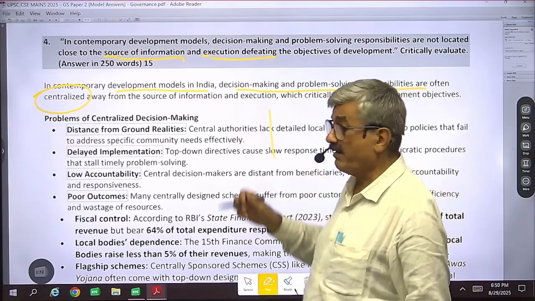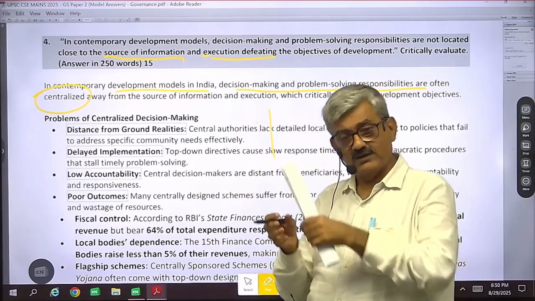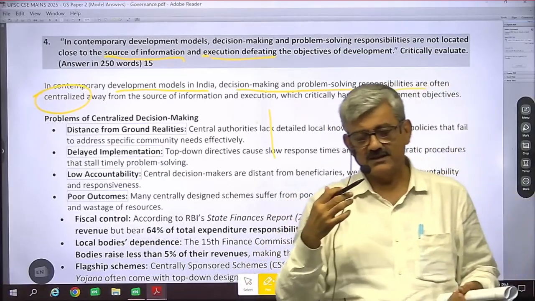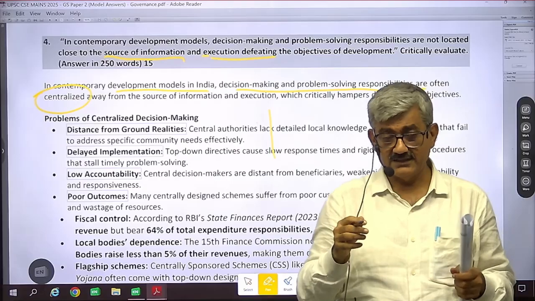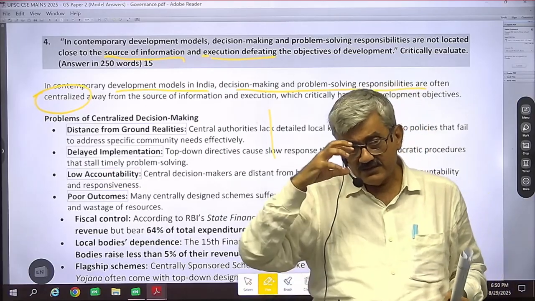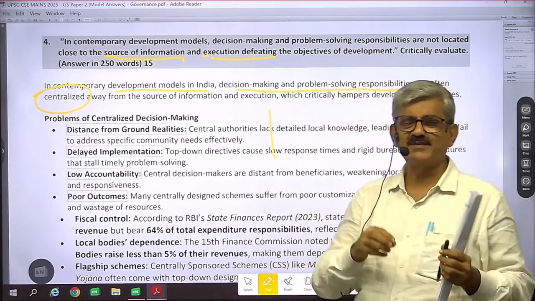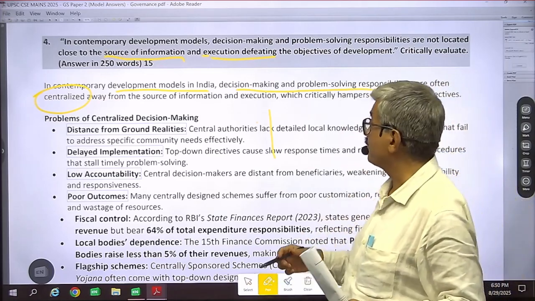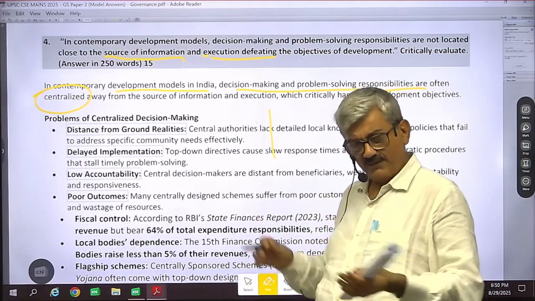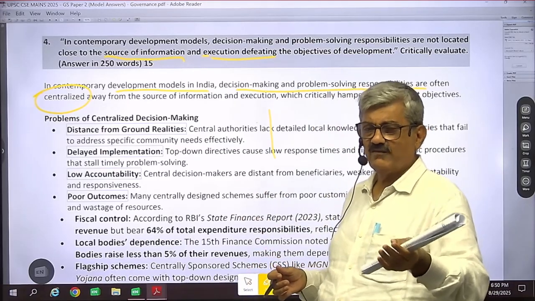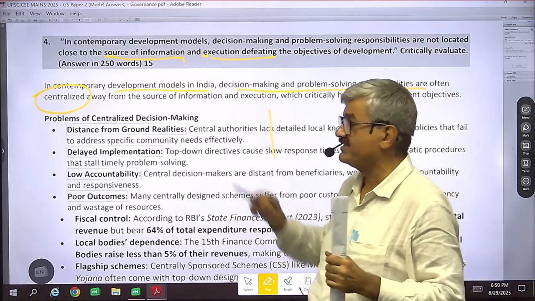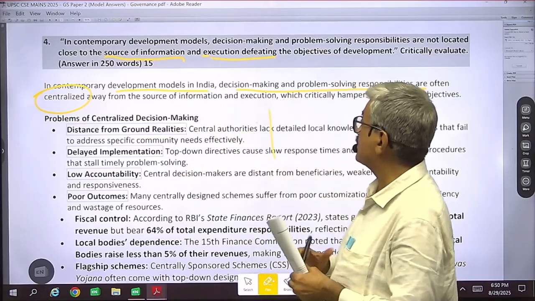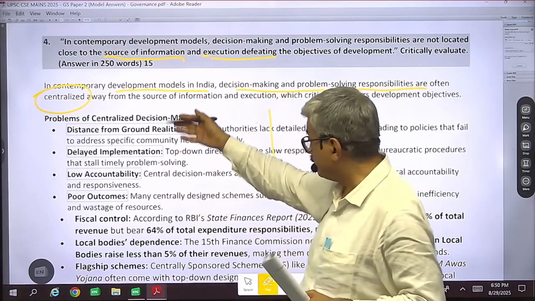What we are having right now, though it is again a work in progress, is that we are moving towards decentralized planning. We have the 72nd and 73rd amendments, legalizing and institutionalizing, making the constitutional provisions for Panchayati Raj. But still, our work is in progress. We will see how. Still, we have some sort of centralized decision making. So our present system of centralized decision making suffers from the following malaise.